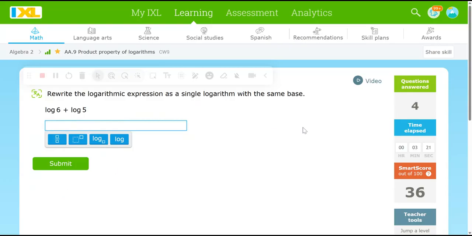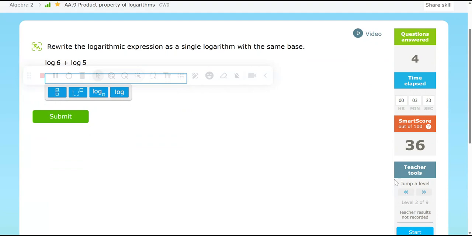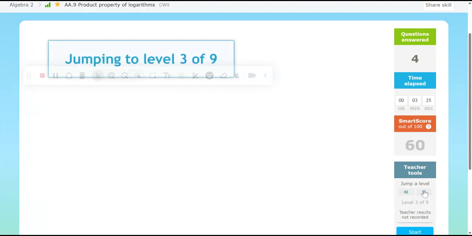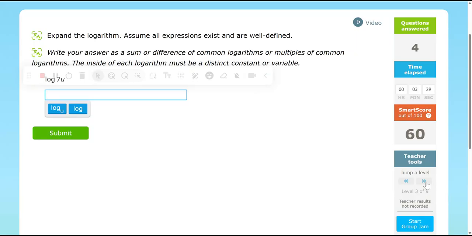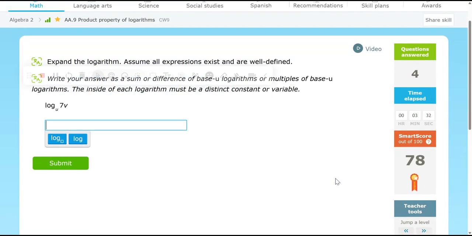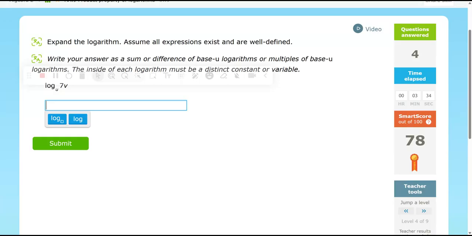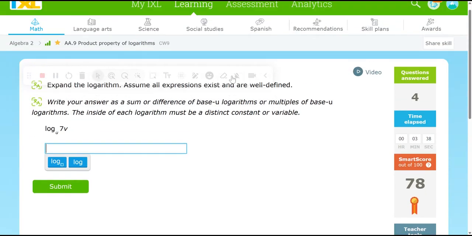Alright, here we go. One more time. Maybe we should jump to the next level. We saw level 2, so let's do level 3. Same thing. Then level 4, and what happened? Now they tell you this log has a base u. So make sure when you separate them, you use base u.